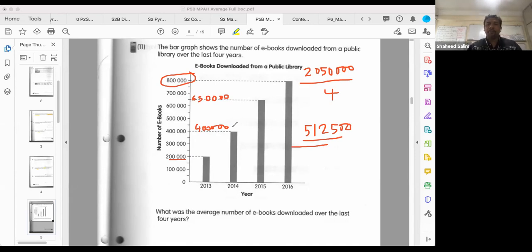Now, why is this sort of chart important? Imagine you are in charge of the library. You want to ask the government for money. They will ask you, what's the average number of users? You say average number of users only 10. 10, you think they'll give you money to buy more ebooks?